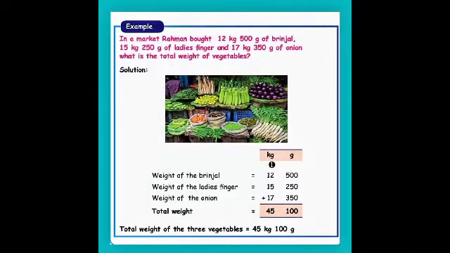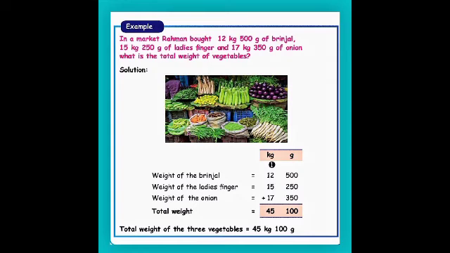In this, we have one more example on a word problem. Addition word problem. I'm going to read the question, then we will do the solution part also. The question is, in a market, Rahman bought 12 kg 500 gram of brinjal, 15 kg 250 gram of lady's finger, and 17 kg 350 gram of onion. What is the total weight of vegetables? They are giving three different vegetables.